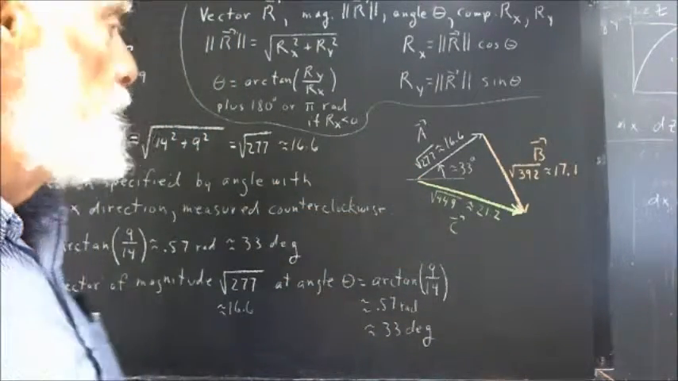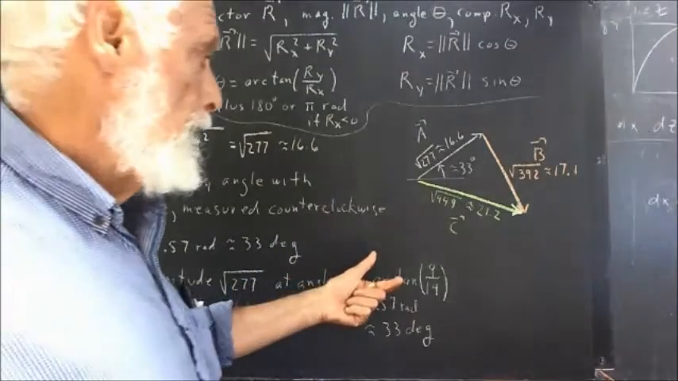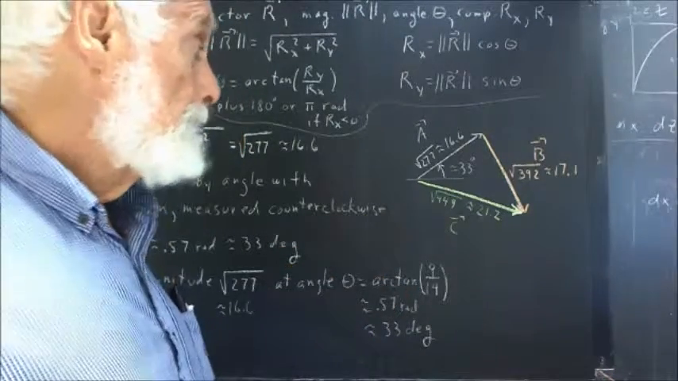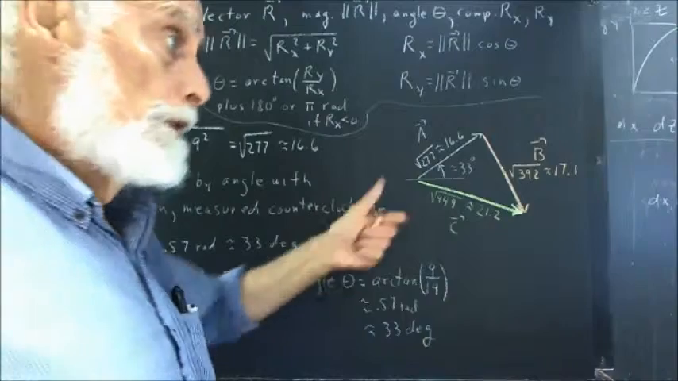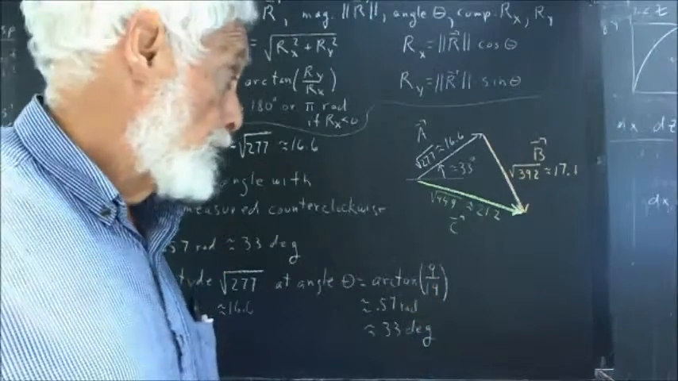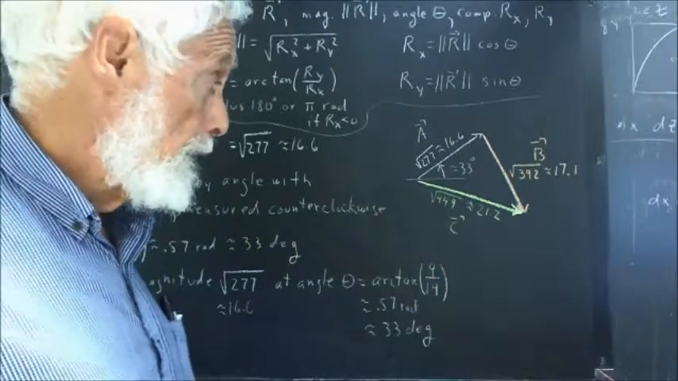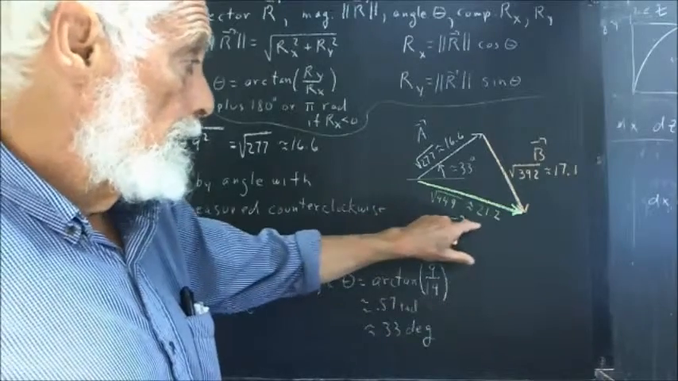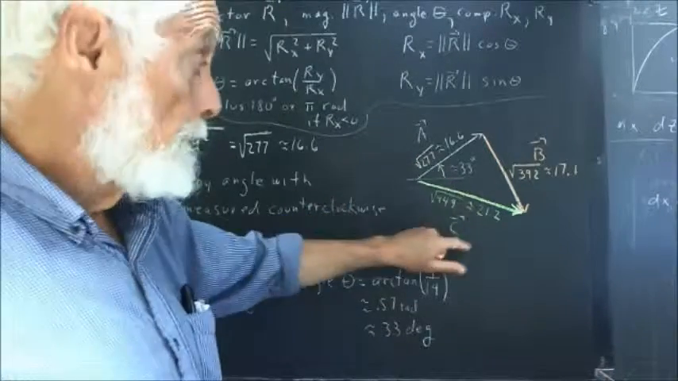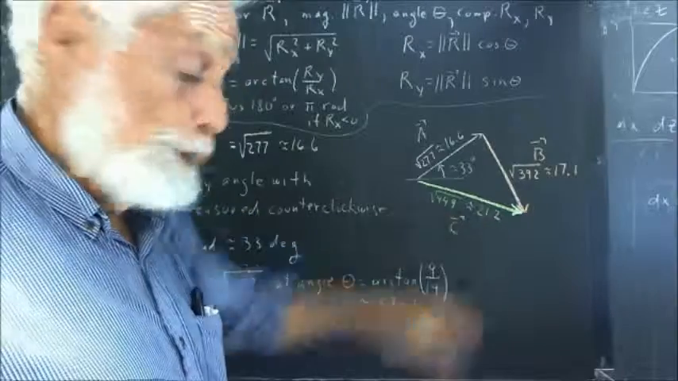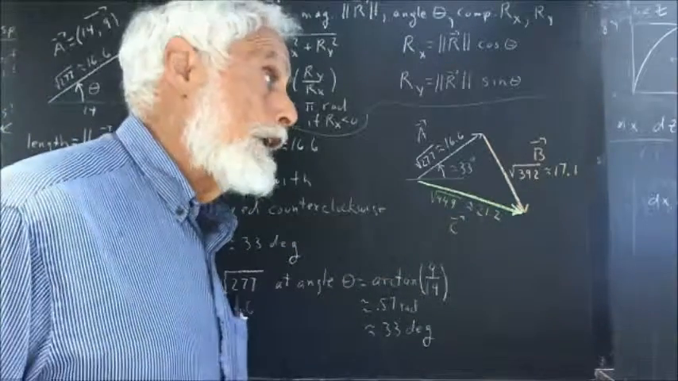And C, the components are 20 and negative 7. If I square 20, I get 400. If I square 7, I get 49. That's a total of 449. And when I take that square root, the square root of 449 is 21.2. Okay, now what about the angles?